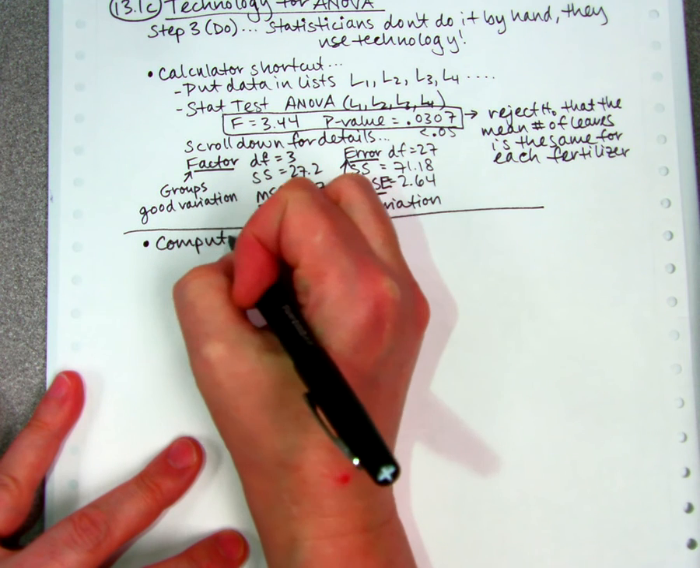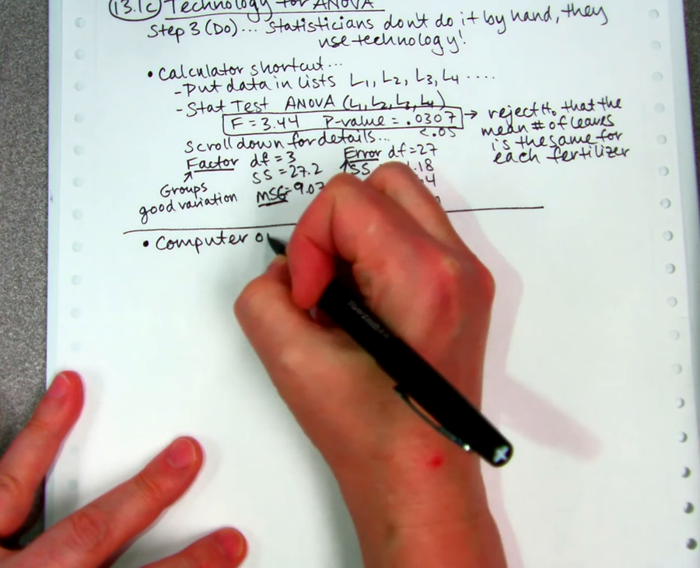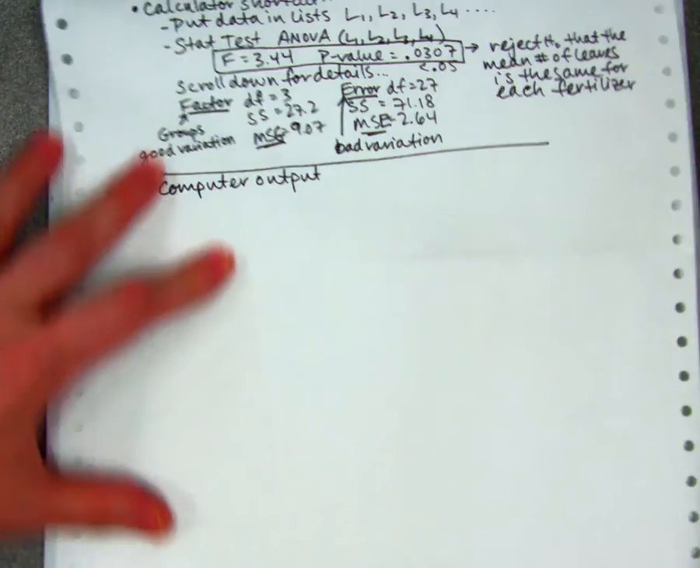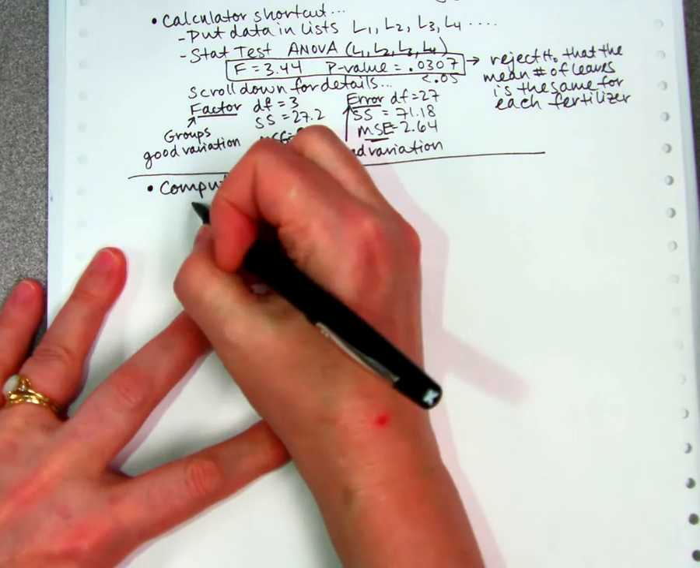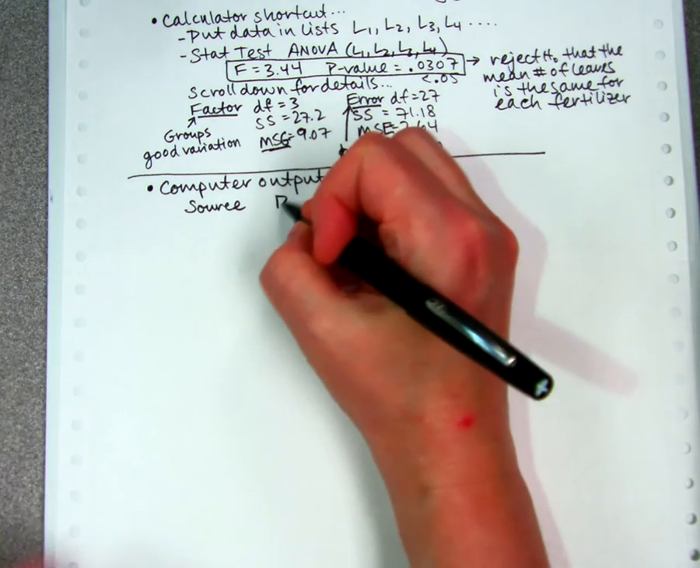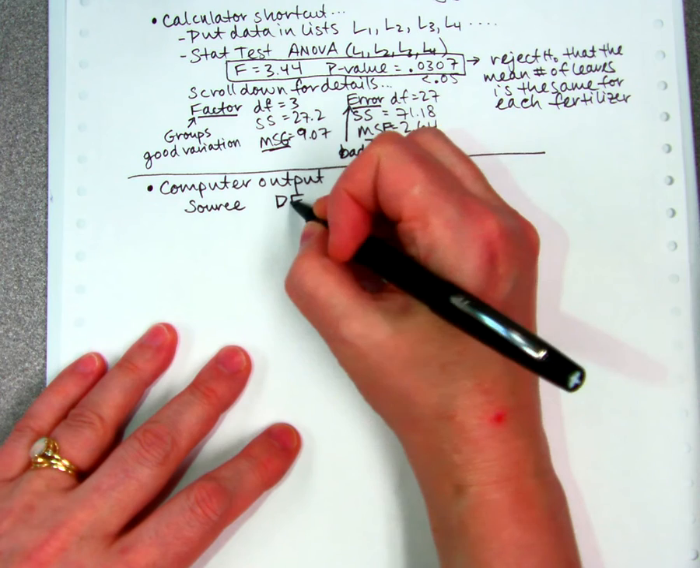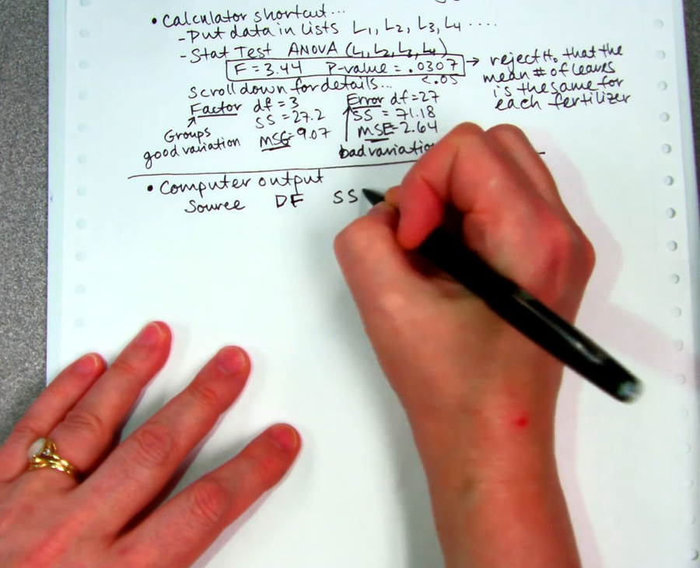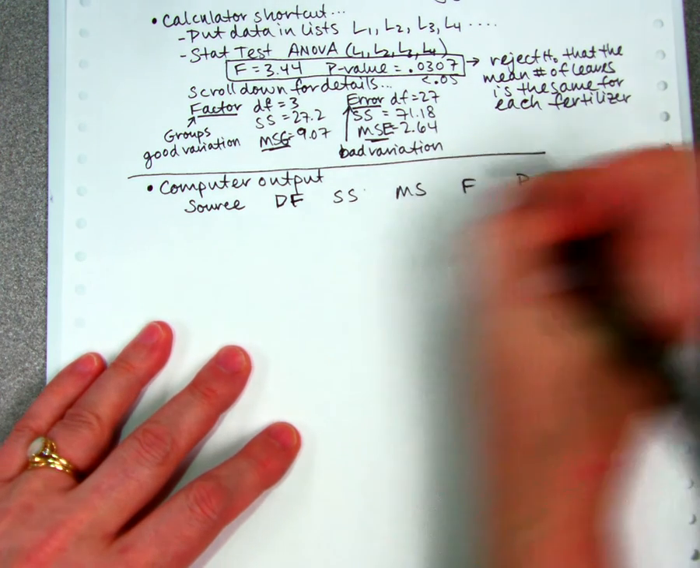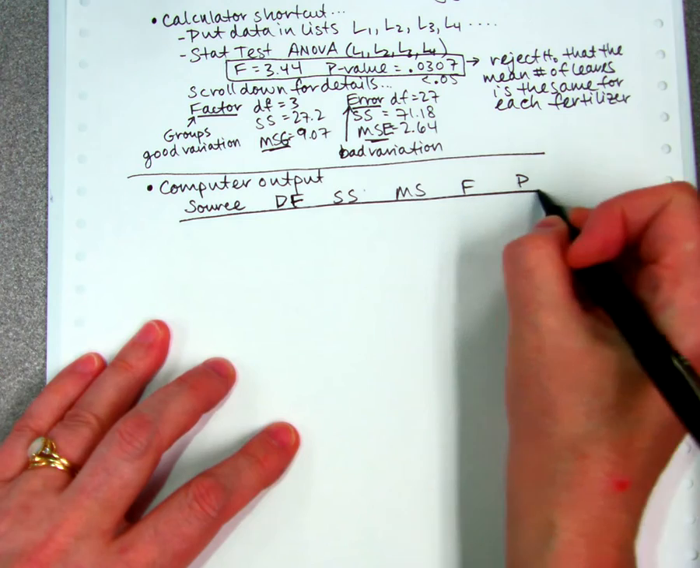There are lots of software programs out there that do this. And the computer output looks the same every time, pretty much. It always has the source of variation. And then it has the DF. So these should sound very familiar to you. It has the DF, and it has the SS, and it has the MS, and it has the F, and it has the P. And it makes a little table out of them.